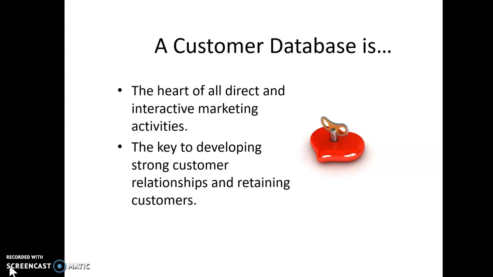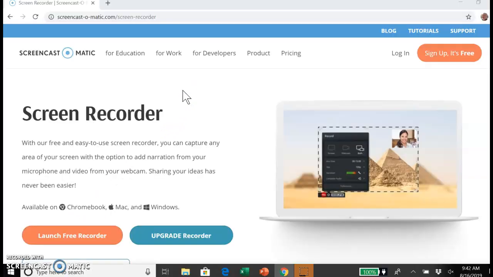Okay, so let's go back to a customer database now. Basically, the customer database is the heart of all direct and interactive marketing activities. It's the key to developing strong customer relationships and retaining customers. And that's just a cute little thing of a heart. There's a more graphic one coming up in a minute, but let's just look at another definition of database from Wikipedia.